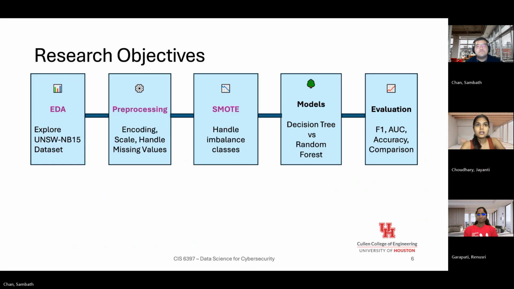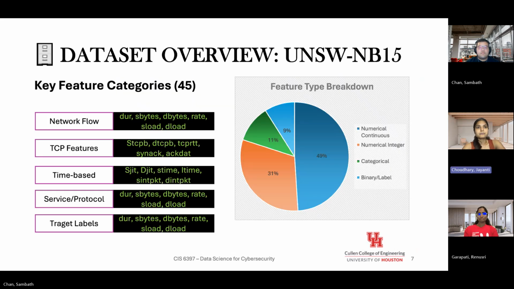So, this slide shows our overall approach. We started with data analysis on the data set. Then we performed pre-processing like encoding, scaling, and handling missing values. Since the data was imbalanced, we used SMOTE to balance it. After that, we trained two models, decision tree and random forest. And then finally, we evaluated them using metrics like accuracy, F1 score, and ROC AUC. All right, let's go.